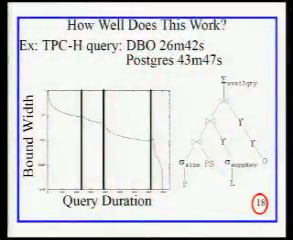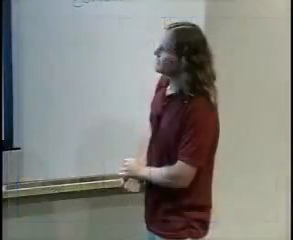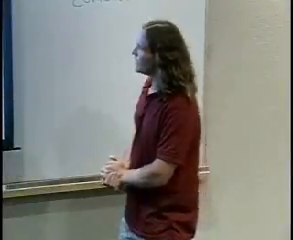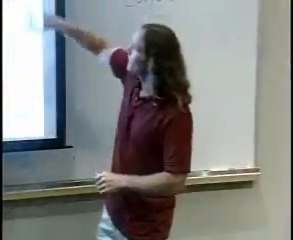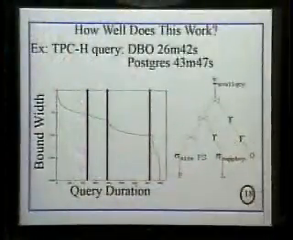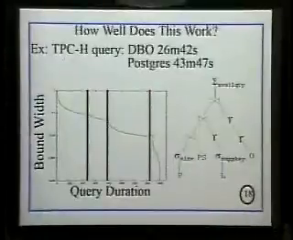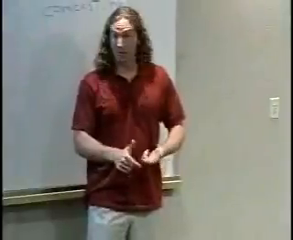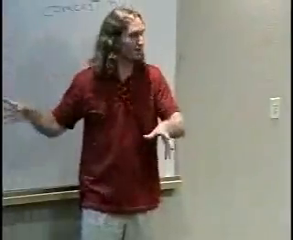Okay, so how well does all this work? We'll have one quick performance result. Here's an example. Our prototype, we take this TPCH query and run it in DBO, and then also in Postgres. DBO actually turns out to be significantly faster than Postgres. Now it's been pointed out to me that this is to run to completion.